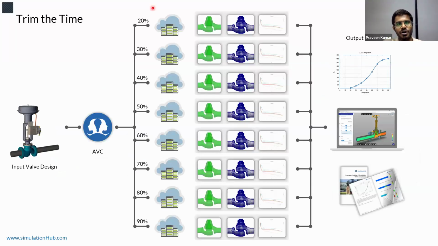Now the same thing happens for all percentages. It doesn't go in a queue. In generic tools, due to license limitations, when your 1% opening simulation runs, the others go in a queue. That doesn't happen here. All these opening percentages run in parallel. Each opening percentage has a dedicated 36 core machine running all the CFD processes, and at the end of 1 or 2 hours, you will get the complete CV curve or CDT curve and more.